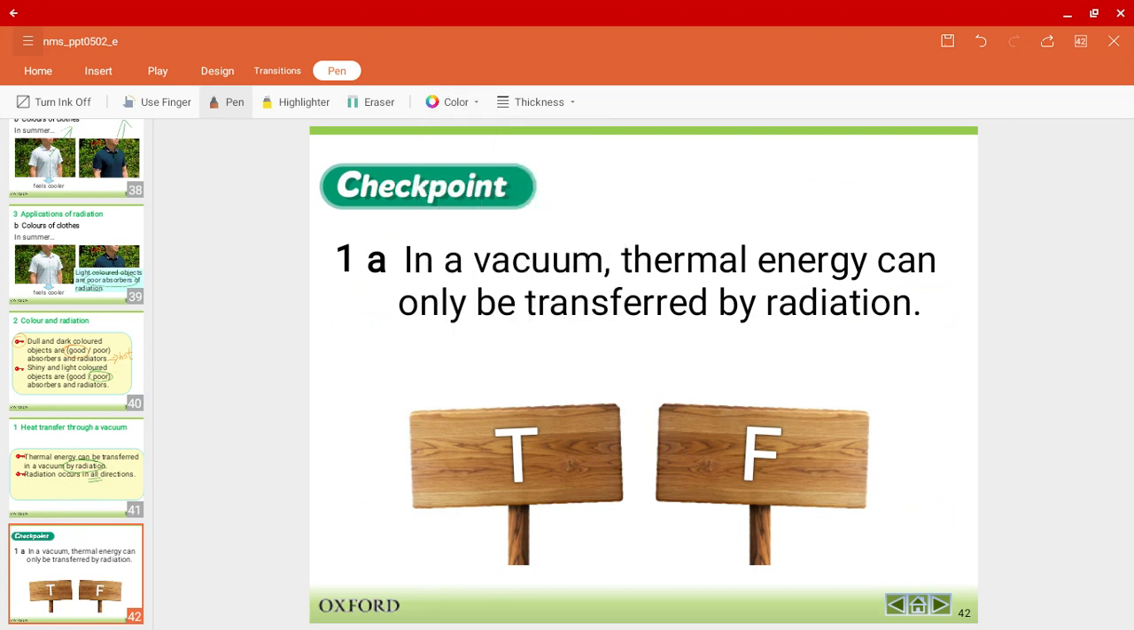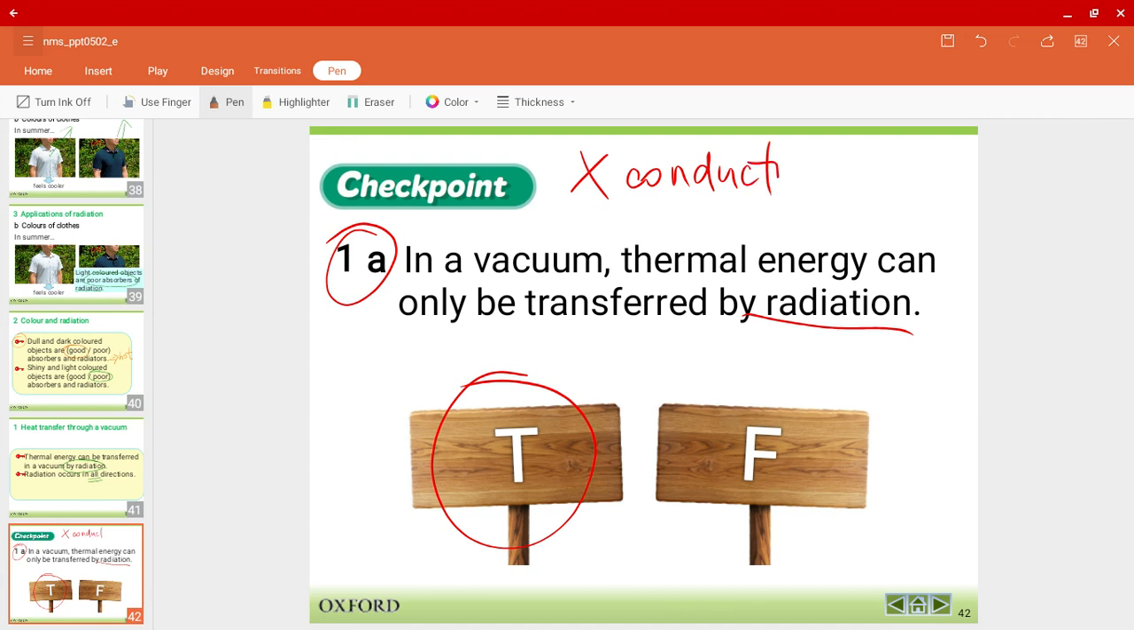So, question 1A. In a vacuum, thermal energy can only be transferred by radiation. Is that true? Yes, it is true. As I told you, in a vacuum, there is no conduction and there is no convection. There is only radiation.